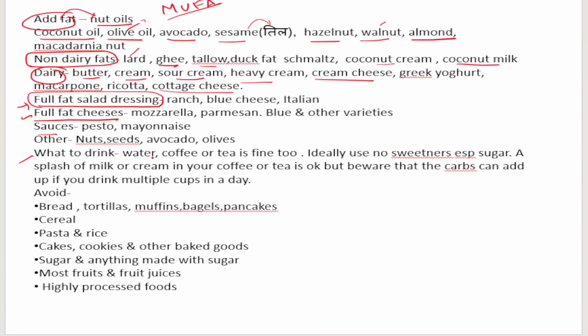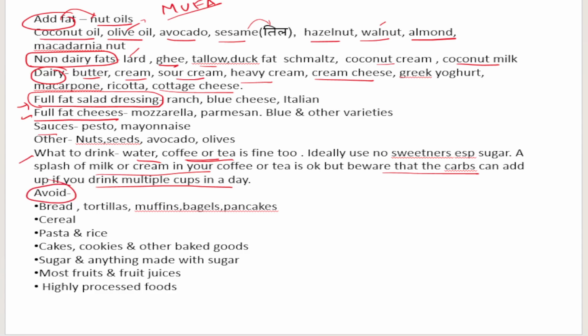Then what to drink? Water, tea or coffee. Tea or coffee is fine, but it should not contain any sugar or sweeteners. A splash of milk or cream in your coffee or tea is okay, but beware that the carbs can add up if you drink multiple cups in a day. So don't drink multiple cups in a day.